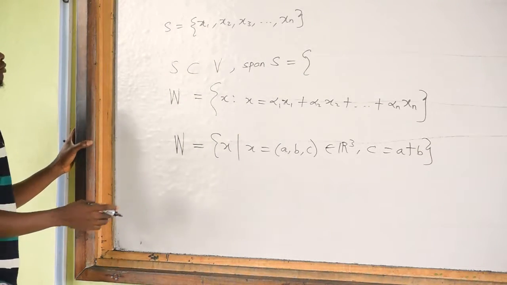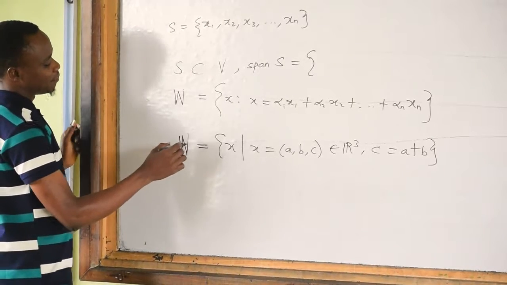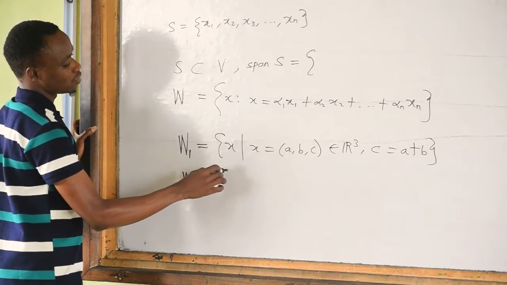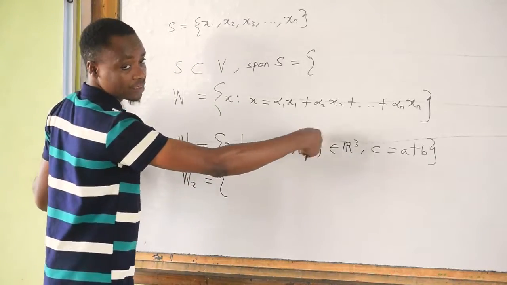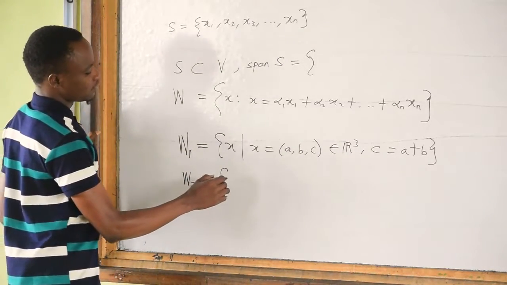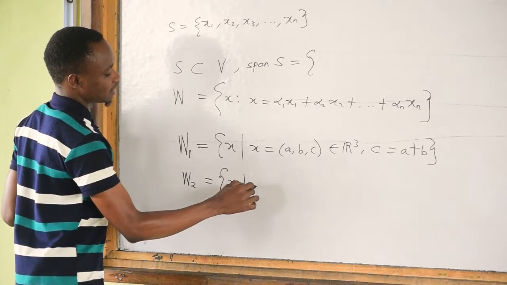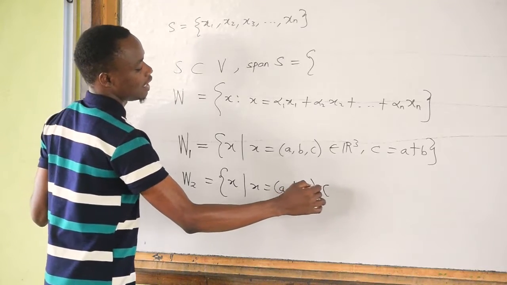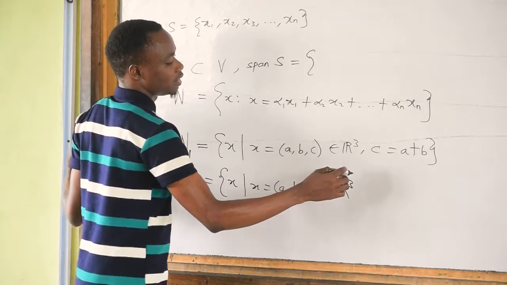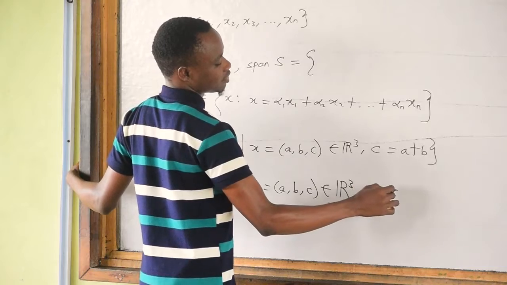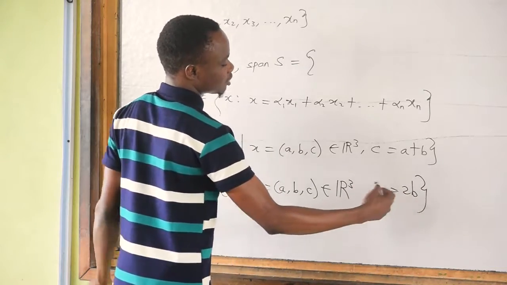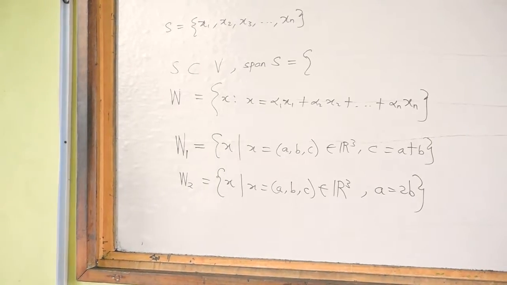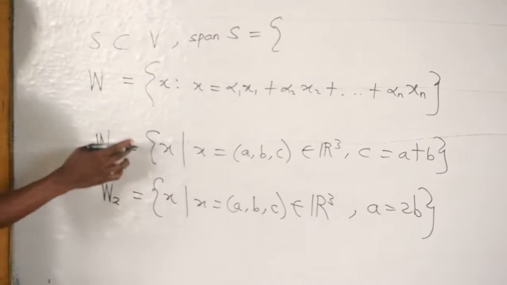Alright. So let's say we have another subspace, W2, of the same R3. Let's say this one is equal to X such that X is equal to (A, B, C), an element of R3, such that A is equal to 2B. This is what actually relates them, and C can take on any value. We may be interested in getting the intersection of these two.